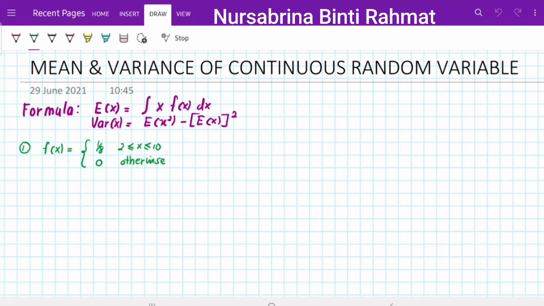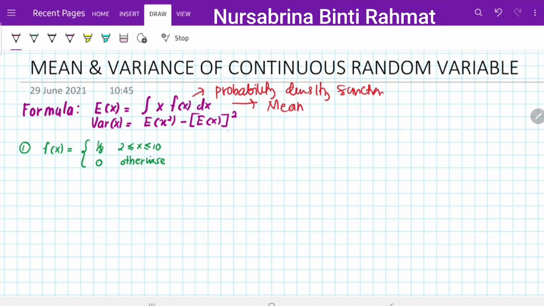Okay, so in this video I'm going to focus on teaching you how to find out the mean and variance for your continuous random variable. There are two different formulas that you need to memorize. The first one: E(X) equals the integral of x times f(x) dx. Your f(x) here is your probability density function, so it depends on what is given to you in the question. E(X) is actually referring to your mean.